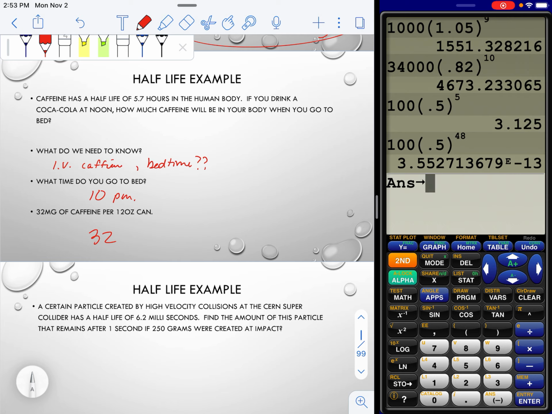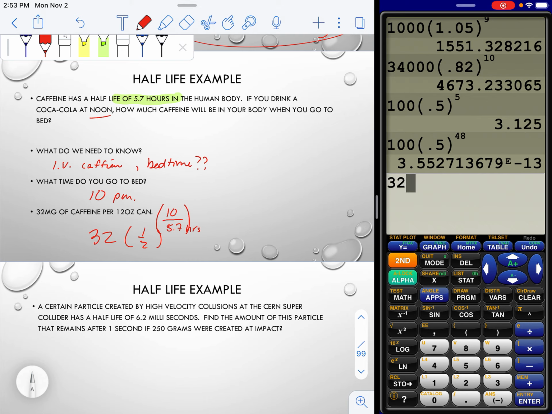32 milligrams of caffeine times the half-life multiplier. Now here's where we have to adjust. Since the half-life is every 5.7 hours, that's going to be the denominator of my exponent. How many hours went by from the time we drank it to the time we went to bed? Noon to 10 was 10 hours. So that's your exponent. When you type this in, this exponent has to be in parentheses.